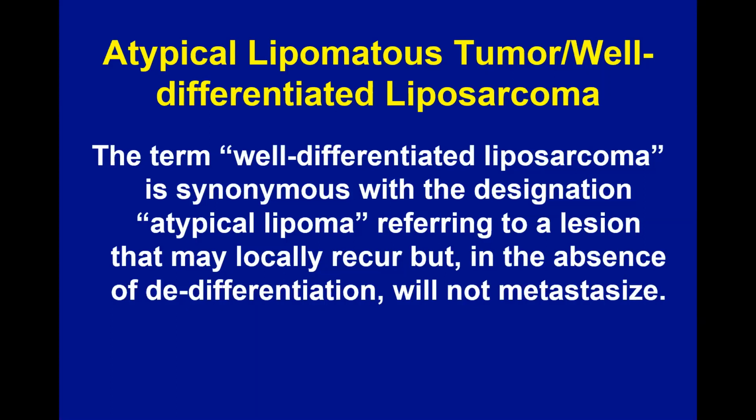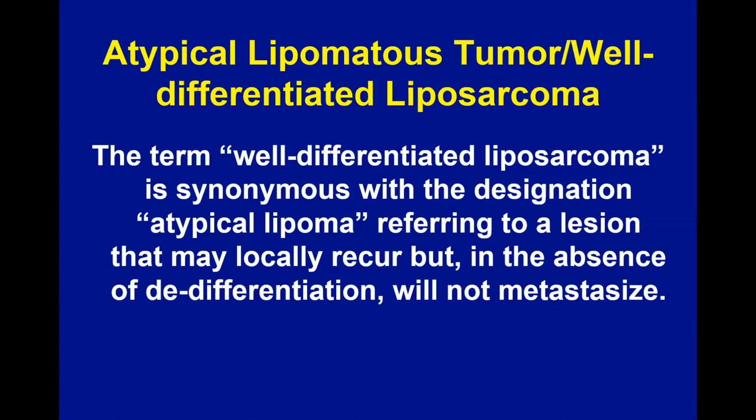Not just referring to a funny-looking fatty tumor, but it refers to a lesion that may locally recur, and very importantly, in the absence of dedifferentiation, will not metastasize. But I would also add that it's important to note that this designation is based on the fact that it can dedifferentiate. And that's really the principal reason why we have to separate it from other lipomatous tumors that do not dedifferentiate and therefore cannot acquire the ability to metastasize.